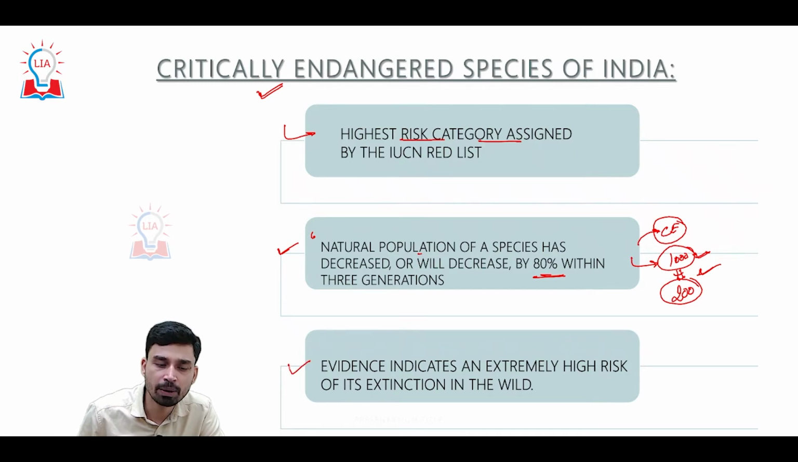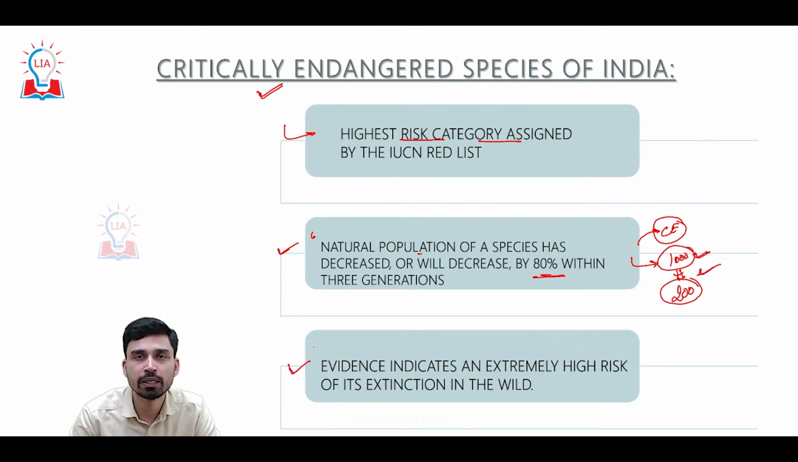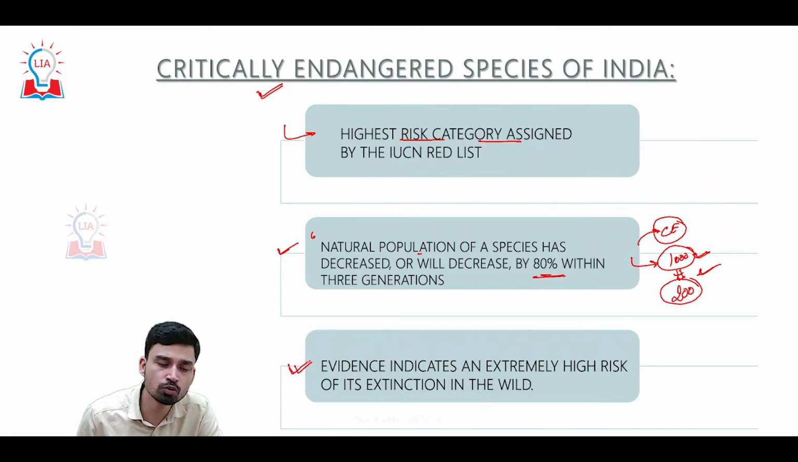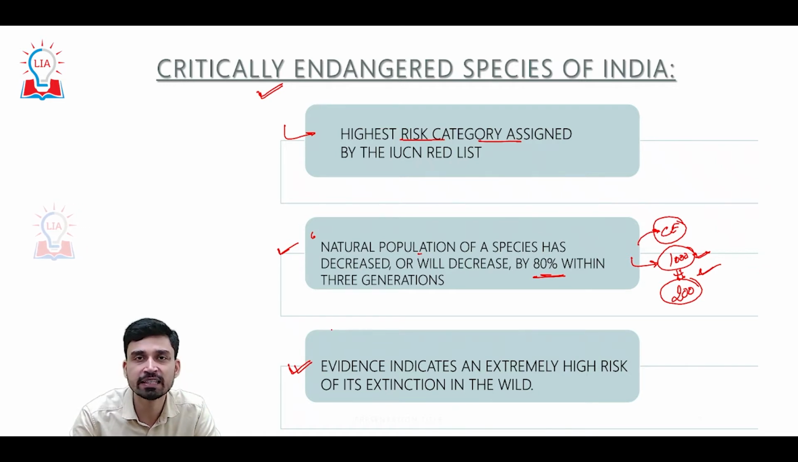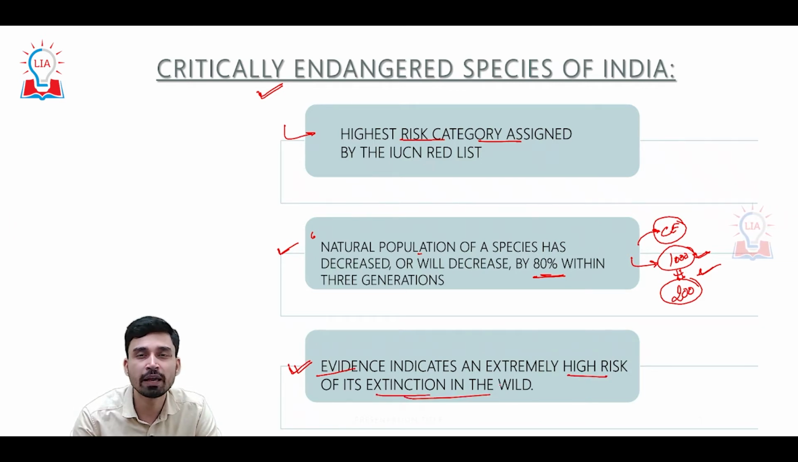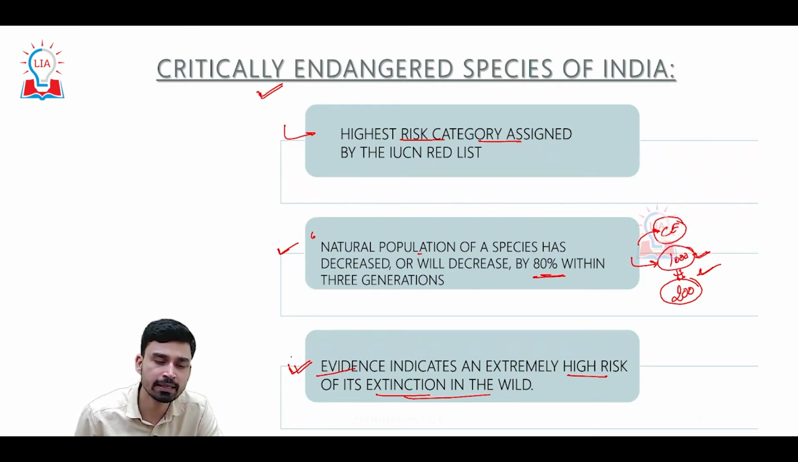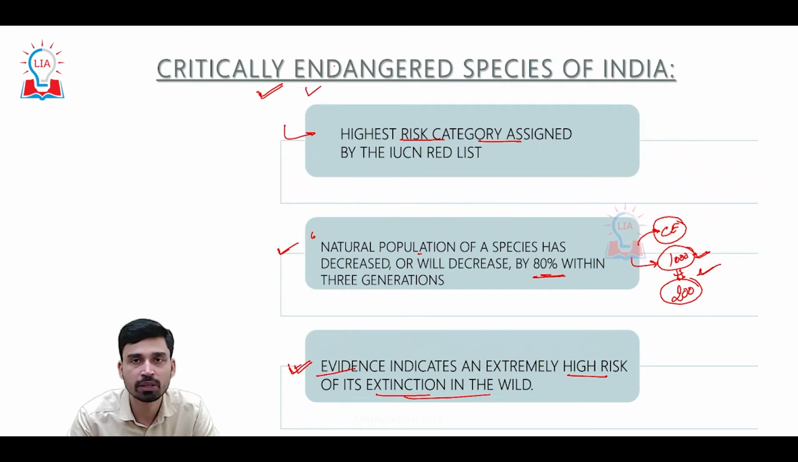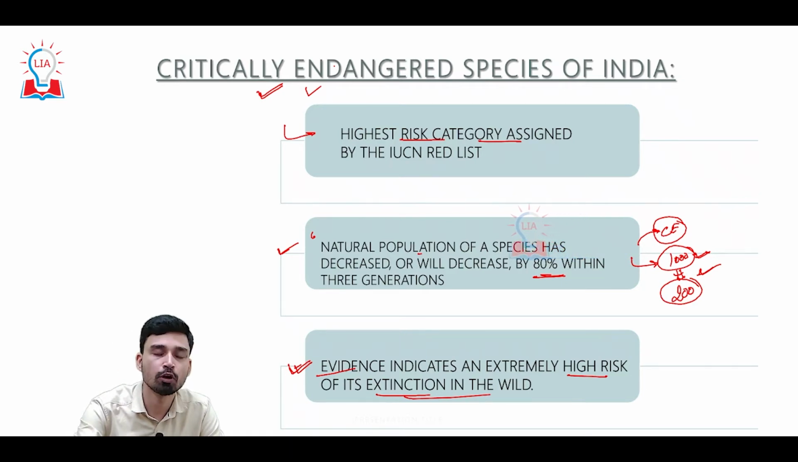And apart from this numerical, quantitative value, IUCN also includes a species as critically endangered if there is evidence of an extremely high risk of its extinction in the wild. So if any animal species is at high risk of getting extinct in the wild, if you remember there is a second category, then that can also be put under the critically endangered category. So these are 3 major parameters on the basis of which the criteria of critically endangered species is set.